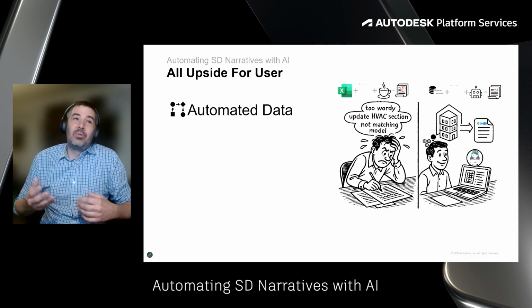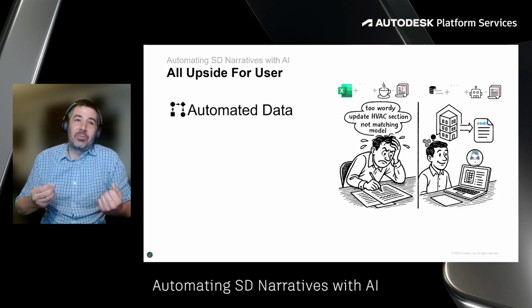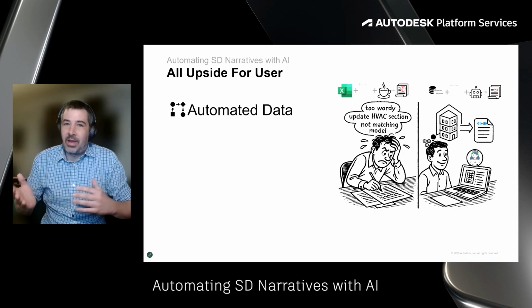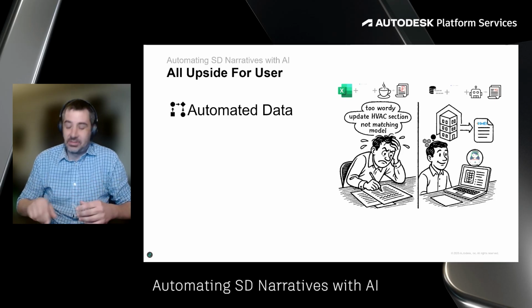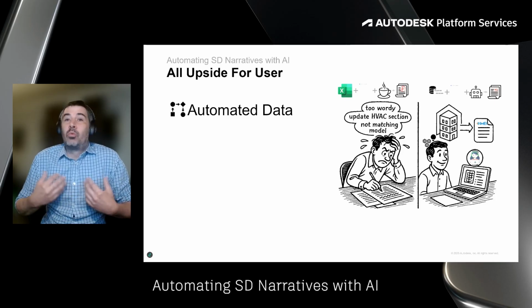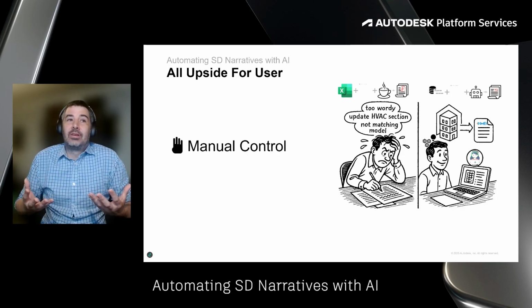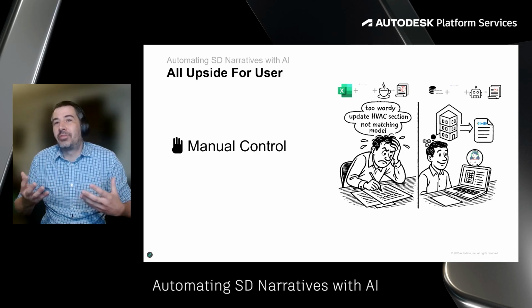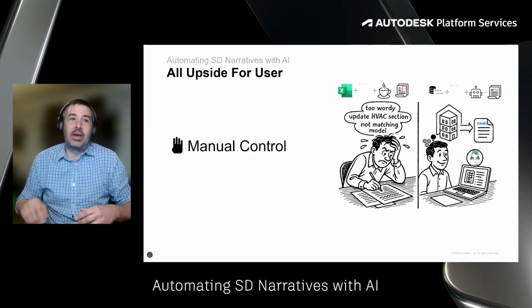For example, we can take all the data that we have inside of our project and get it into the narrative, no longer having to transfer data back and forth between different applications. We still give the end user manual control at the end. So there's all upside for the end user. They just get the automated part, but if they still want, they can go ahead and edit that.